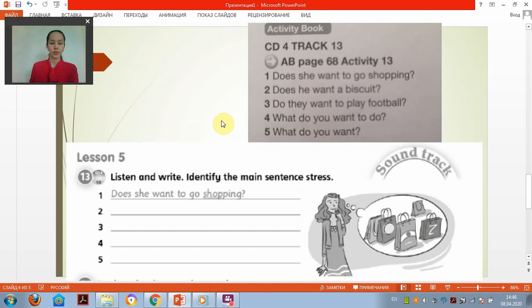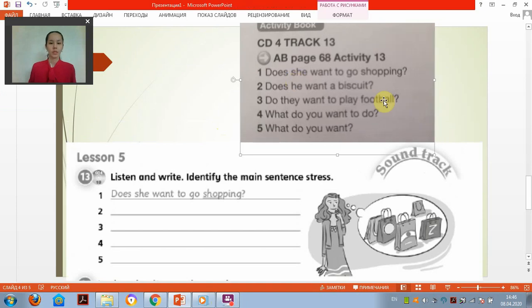Okay, students, have you finished? Wonderful. The first one. Does she want to go shopping? The stress falls on shop. Does he want a biscuit? On bis. Do they want to play football? Foot. What do you want to do? Do. What do you want? The stress falls on want. Do you have any mistakes, children? Did we get it right?